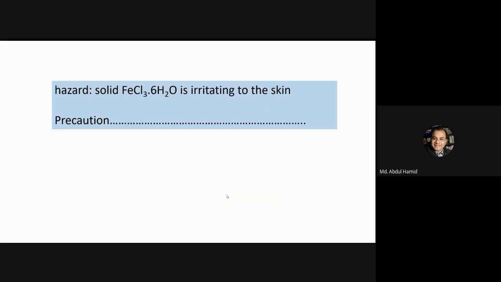The question is, we can use iron trichloride crystal to remove the sol. This is irritating to the skin. So what safety precaution is needed when you are handling this chemical to remove the sol from the water? It can be wearing gloves.